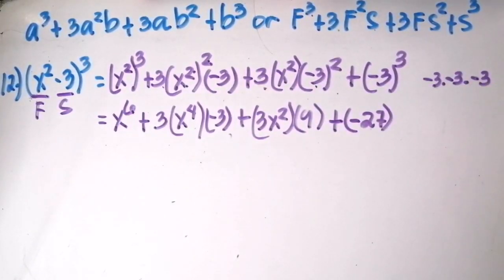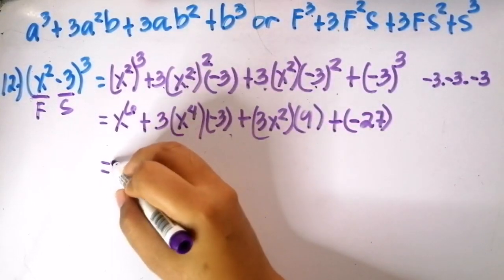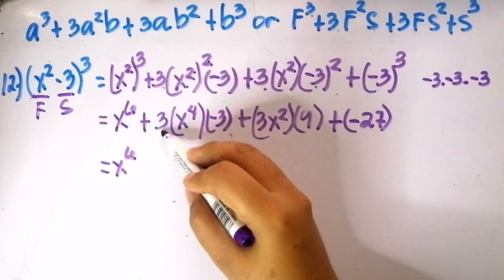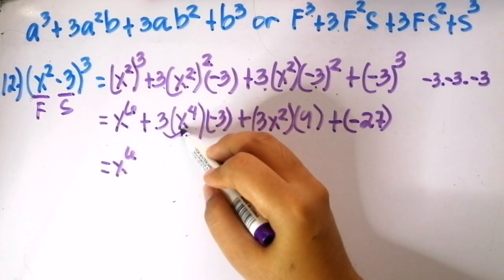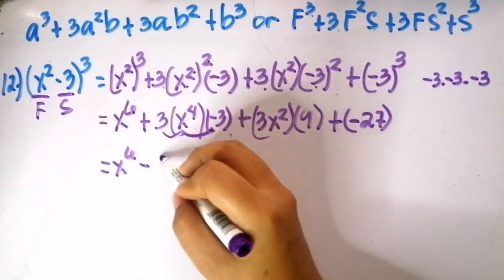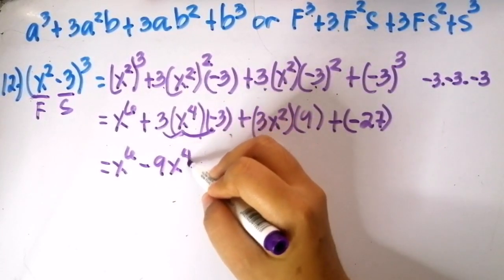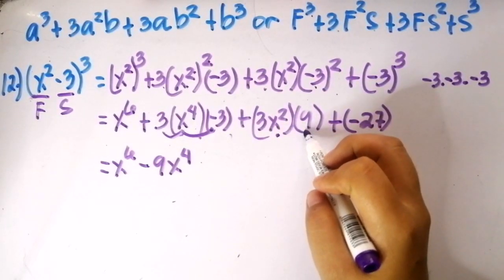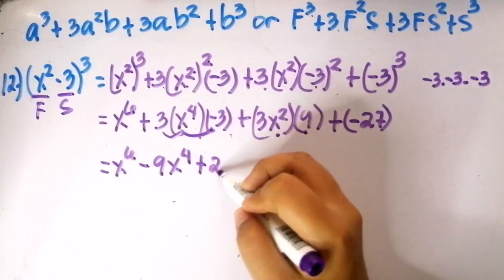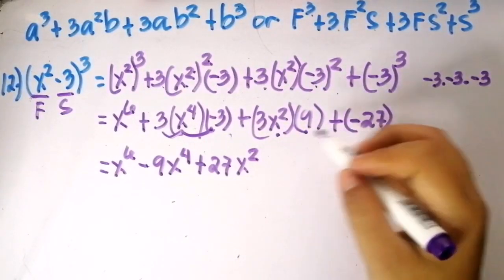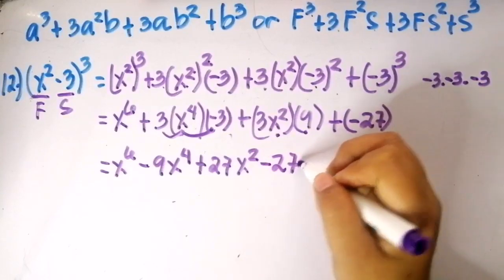Okay? Next, simplify. So that is x raised to 6. Then 3 times x raised to 4, that is 3x raised to 4 times negative 3 equals negative 9x raised to 4. Next, 3x squared times 9 equals positive 27x raised to 2 minus 27.